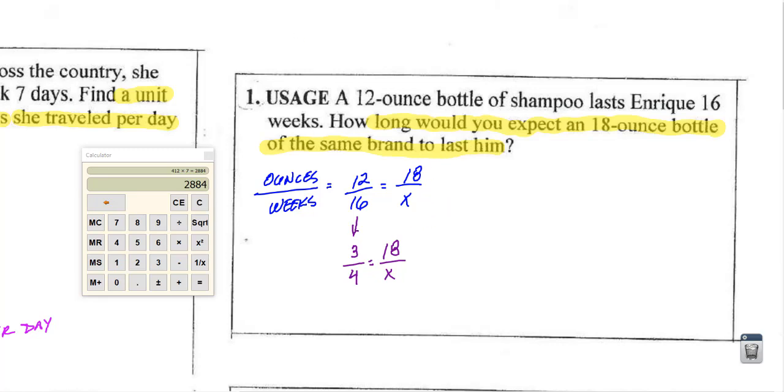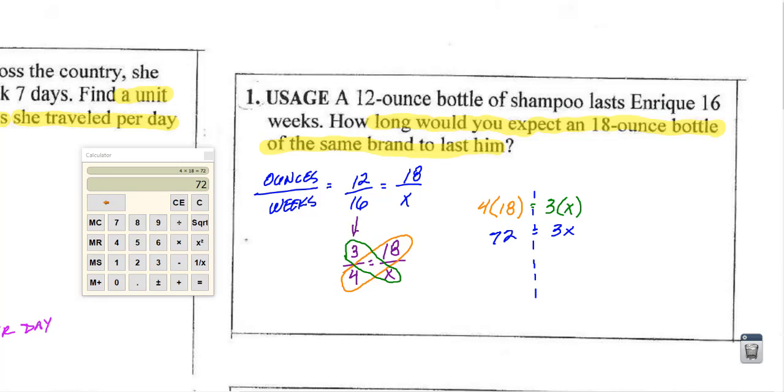And we're going to do that by multiplying across. We're going to multiply these two together, 4 times 18, and multiply these two together, 3 times x. So 4 times 18, 72 equals 3x. Notice I didn't draw my line down. Let me just draw that. You don't need this dashed line. It just helps you remember to do the same thing on both sides.